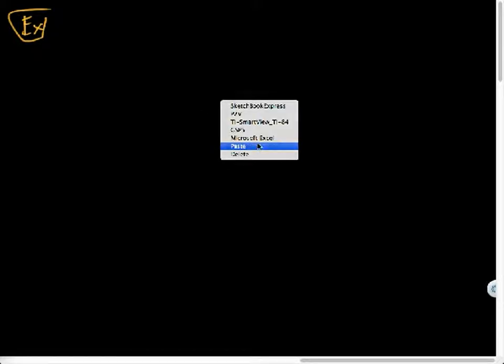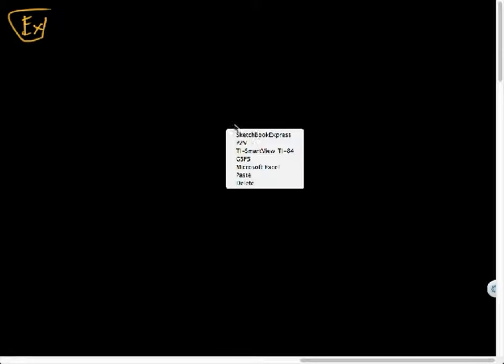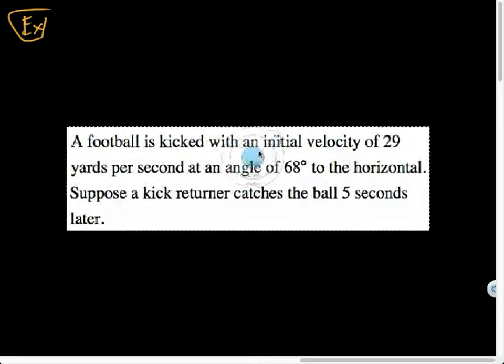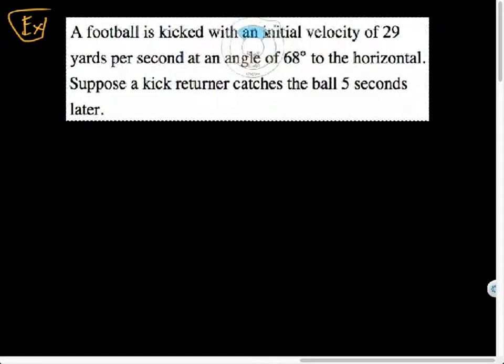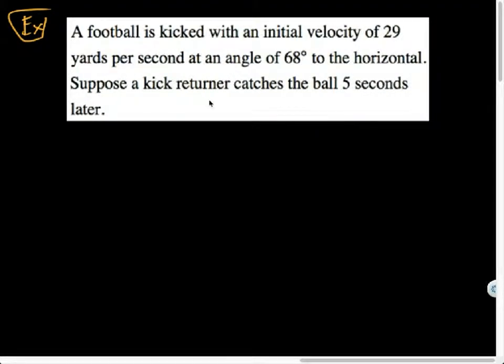So let's do our last example. This one's about a football player. A football player is kicked with an initial velocity. Hopefully that is not the case. No, they kicked a football with an initial velocity of 29 yards per second at an angle of 68 degrees to the horizontal.